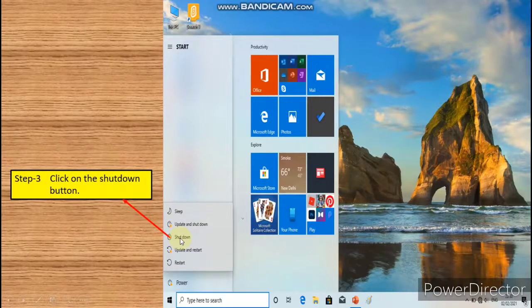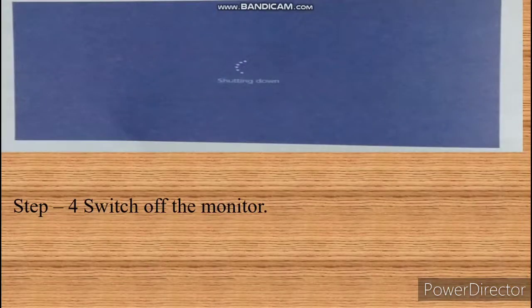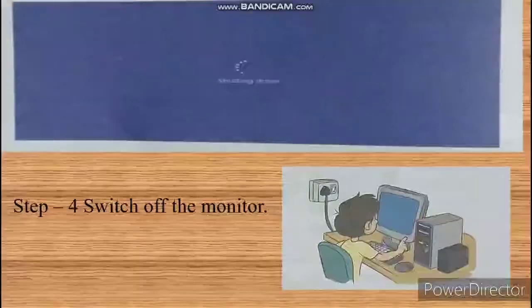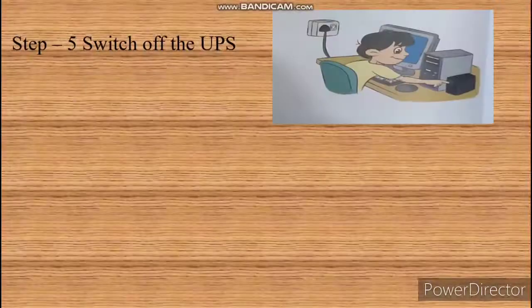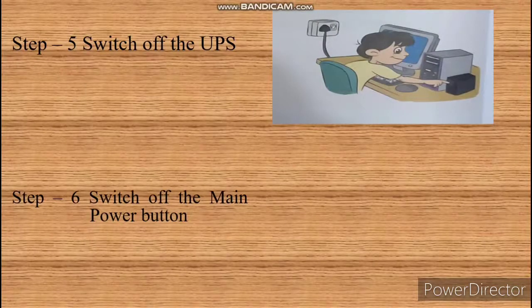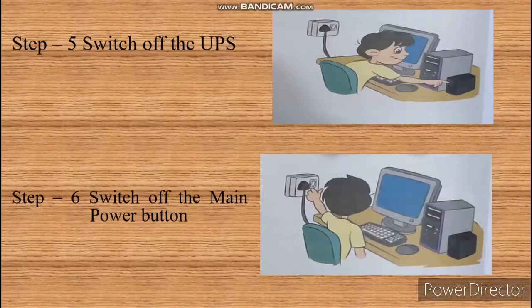Then, when you click on the shutdown button, a message showing that the computer is shutting down appears on the monitor like this. When you click on the shutdown button, this screen will open. And after this screen, step 4, switch off the monitor. Step 5, switch off the UPS, and at last switch off the main power. In this way, you shut down the computer.